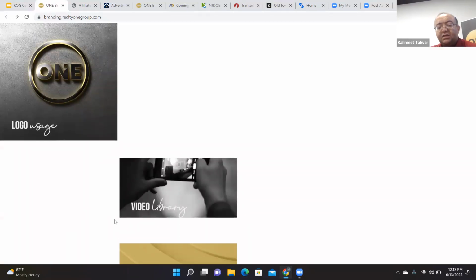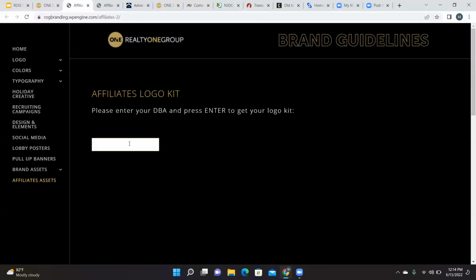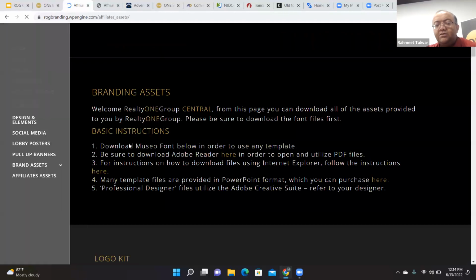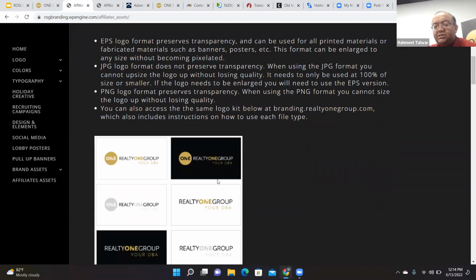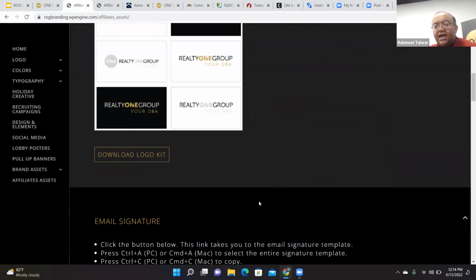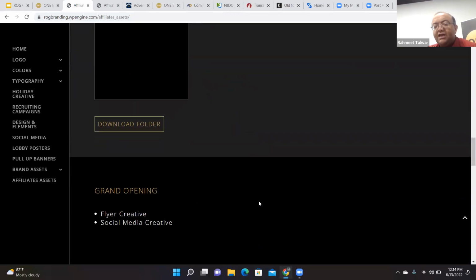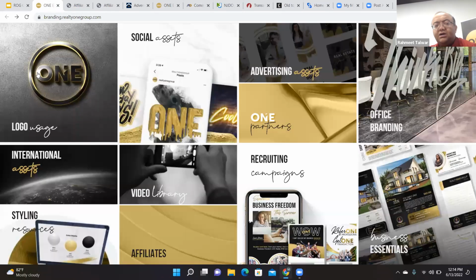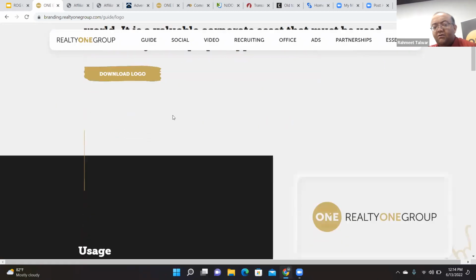That's what I was doing. Hold on, no, it's here. I don't know why it's under styling. When you put in Central, you can download the logo kit. The logo kit will have Central in the DBA section, as well as your email signature. Juju will be going over this tomorrow. What I wanted to show you was the color codes.